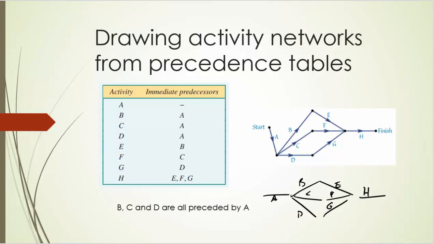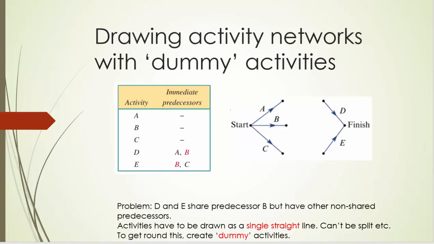There is one complication, which is this. On the precedence table on the left, you can see that activity D is preceded by A and B, and E is preceded by B and C. Now when you see an activity appearing twice where there are also non-shared activities, so the two B's are shared, the A and the C are not shared, there is a need to draw something called a dummy activity. So I've drawn the A, B and C split off from the finish, the D and the E.